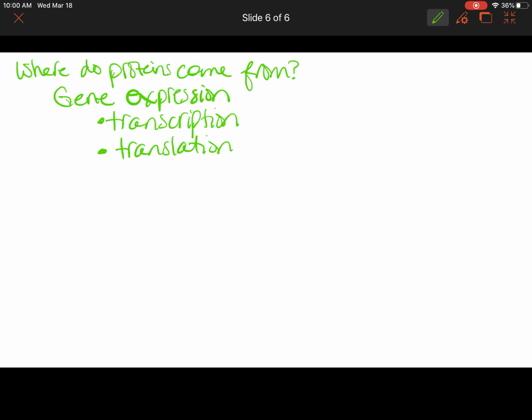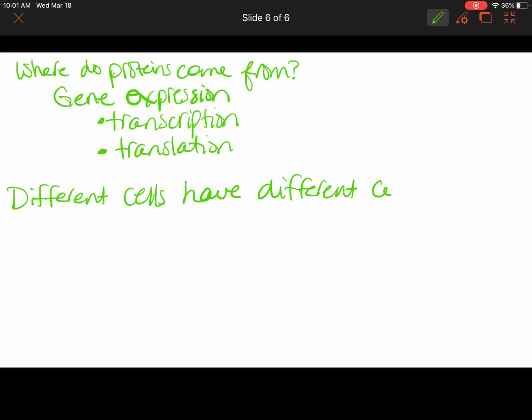Does every cell express every gene? And the answer is no. We've talked about this before. What this means is that different cells have different collections of active enzymes.